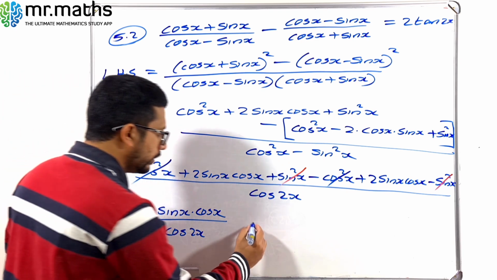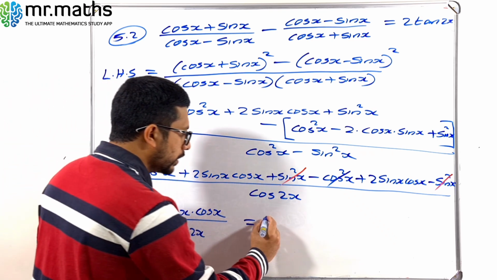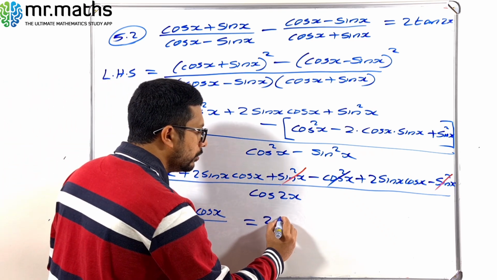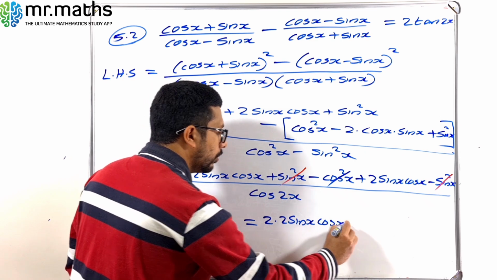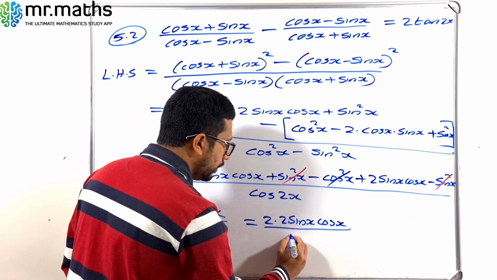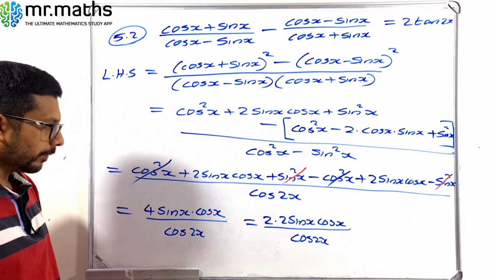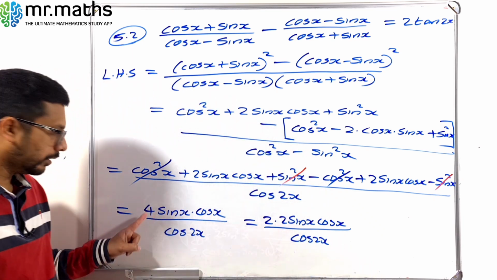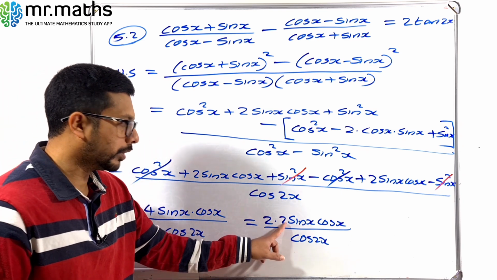Okay, so there is no space, so I am going to write here this 4 sin x cos x as 2 into 2 sin x cos x divided by cos 2x. Okay, look at this, 2 times 2 is 4. I split that 4 as 2 times 2.